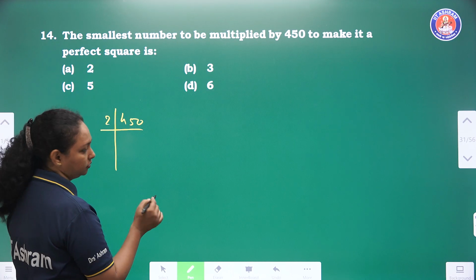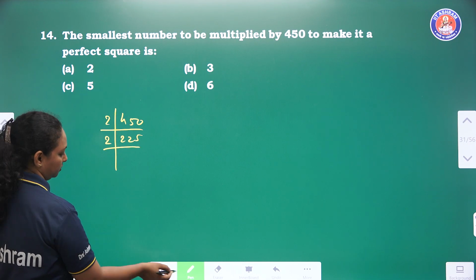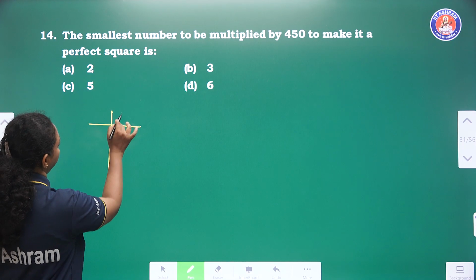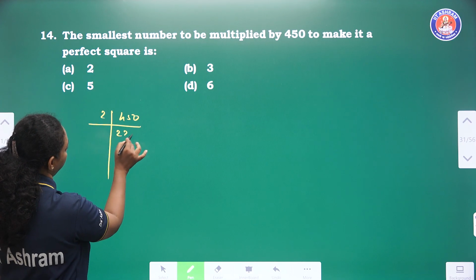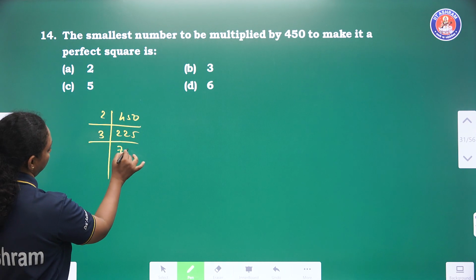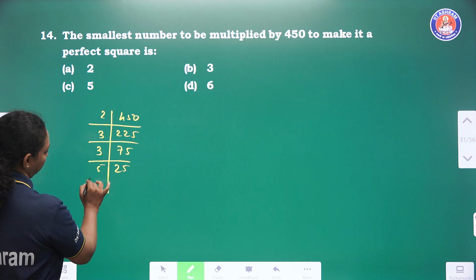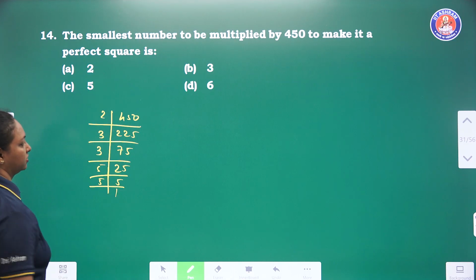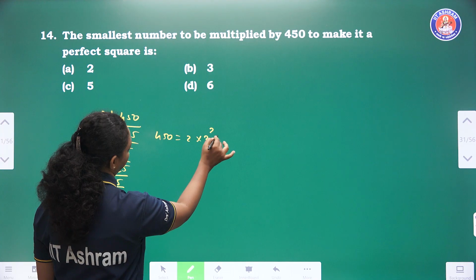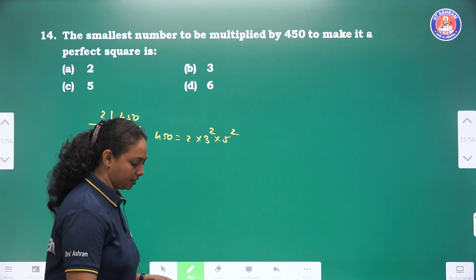It is divisible by 2. Yes. So it is 2 times 225. 225 is not divisible by 2 but by 3. So when we divide it by 3, it is 75. 75 is again divided by 3, 25. 25 is 5 square. So it's like this: 450 is equal to 2 into 3 square into 5 square. So as we know that each and every factor should be an even number of times.